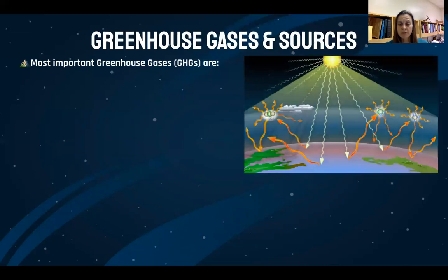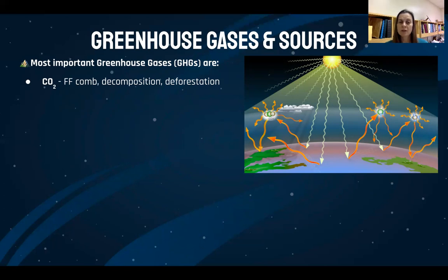So what are our most important greenhouse gases? What are these gases that are responsible for trapping this heat? Well, the one that we talk about most often probably is carbon dioxide. Where does it come from? It comes from the combustion of fossil fuels, but it also comes from decomposition. Aerobic decomposition, we've talked about this, produces carbon dioxide.